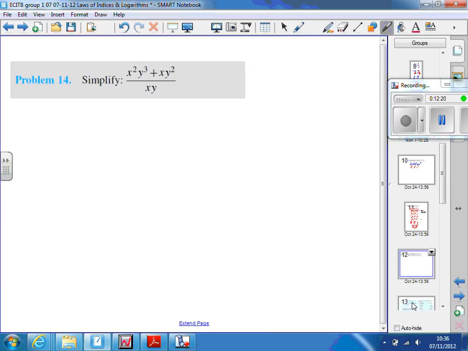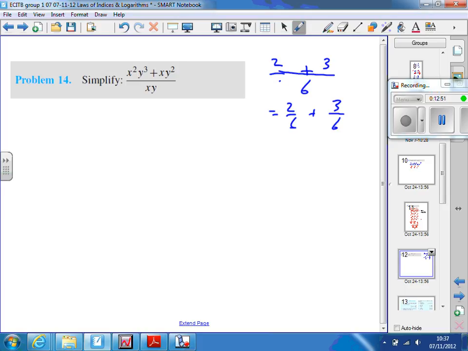Last one to look at, and then I'm going to give you an exercise to have a go at. Something like this. The first step in solving something like this is to remember that actually, if I've got 2 over 6, say, plus 3 over 6, that can be split to be 2 over 6 plus 3 over 6. I can split the fraction. And that's what I do in this case.